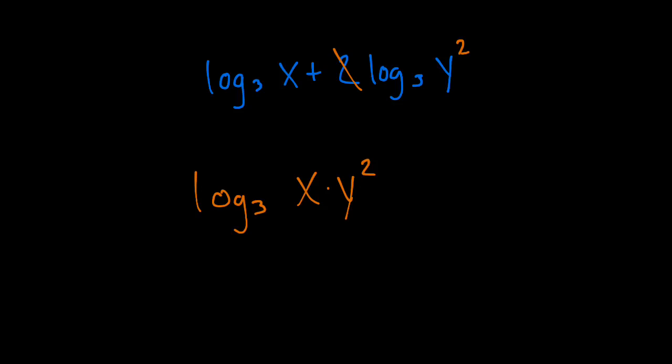You can double check yourself just by re-expanding it. Right? That would expand into log 3 of x plus 2 log 3 of y. Should look the same as when we started. It does. So we've condensed that equation.